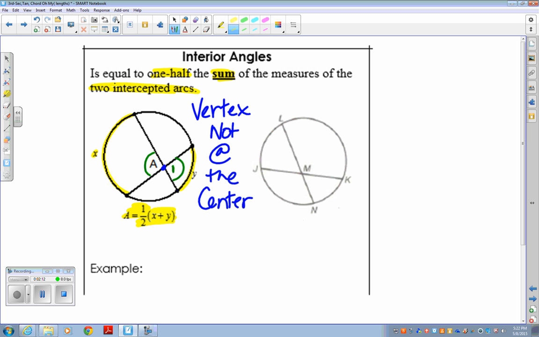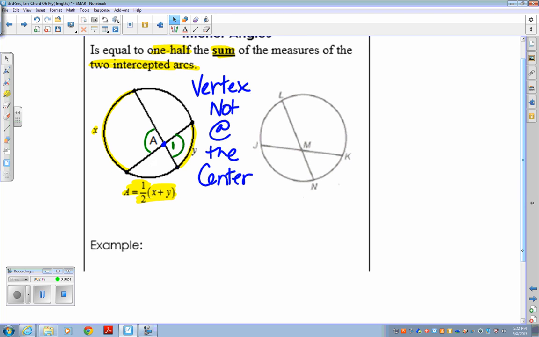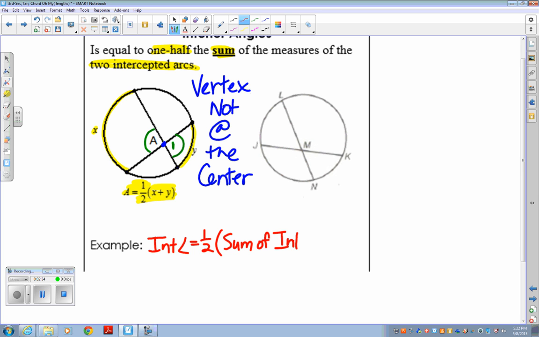So the relationship we're hoping that you remember and recognize is that when you're dealing with an interior angle, the interior angle is always equal to 1/2 the sum of the intercepted arcs.